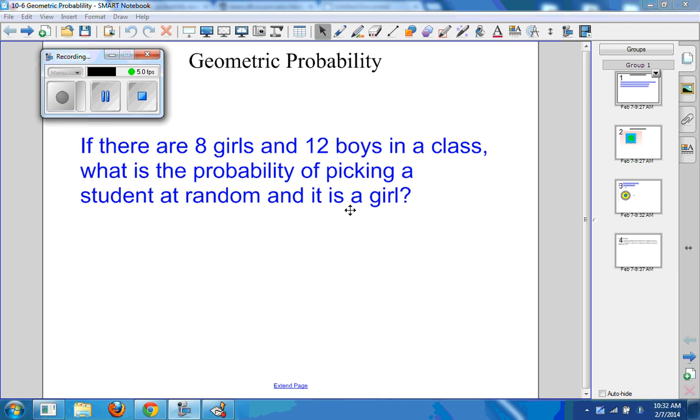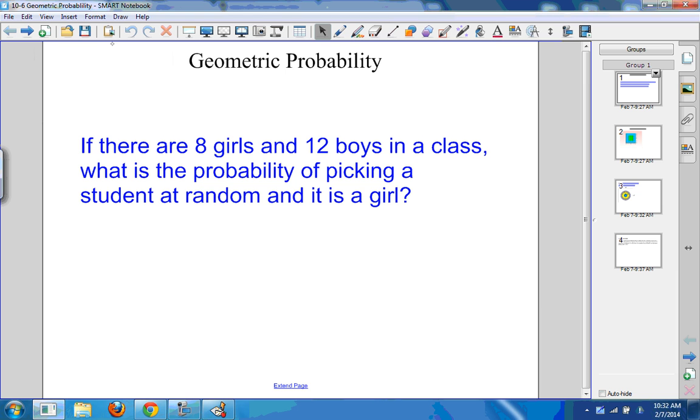All right, welcome back. This is probably my favorite lesson out of the chapter. Hopefully you guys will enjoy it. It's on geometric probability. So probability is pretty fun. It's used for odds and games. You guys have probably heard about it before.